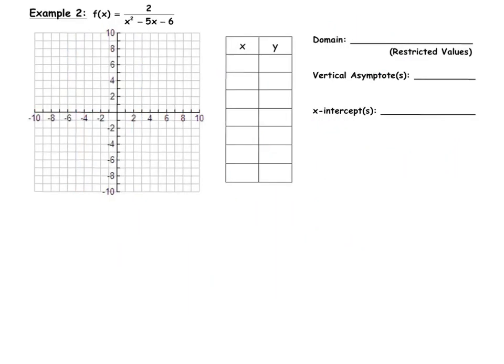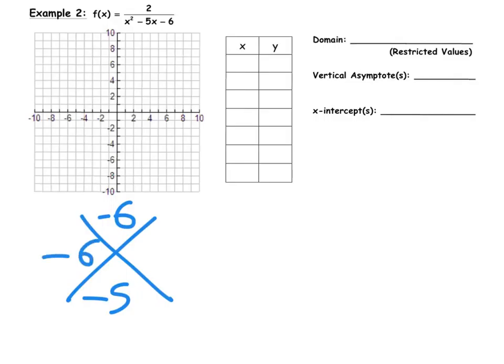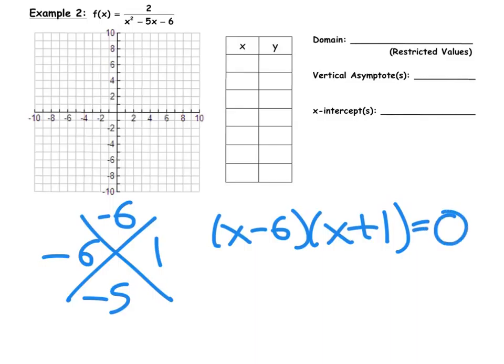Okay, so on example 2, first thing that you'll notice is in the denominator, x squared minus 5x minus 6, that's not factored, right? So we're going to have to factor x squared minus 5x minus 6. Now hopefully you guys remember, to factor we're going to use the little x: -6 goes on top, -5 goes on bottom, and so that's going to be, I think, -6 and +1. And so that means I can rewrite my denominator as x minus 6 times x plus 1, and that is going to equal 0.